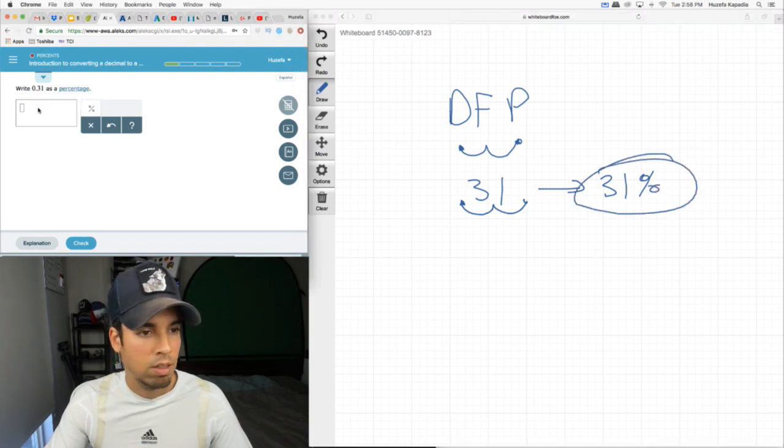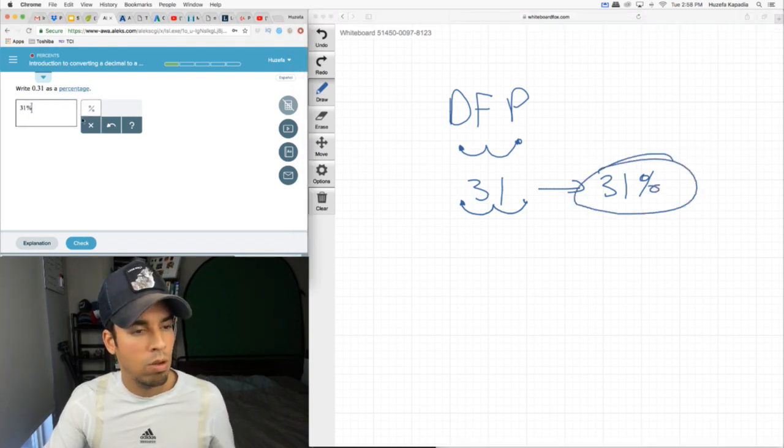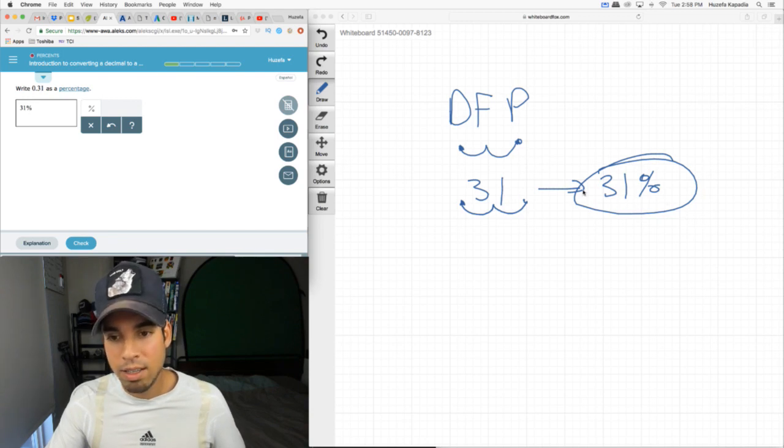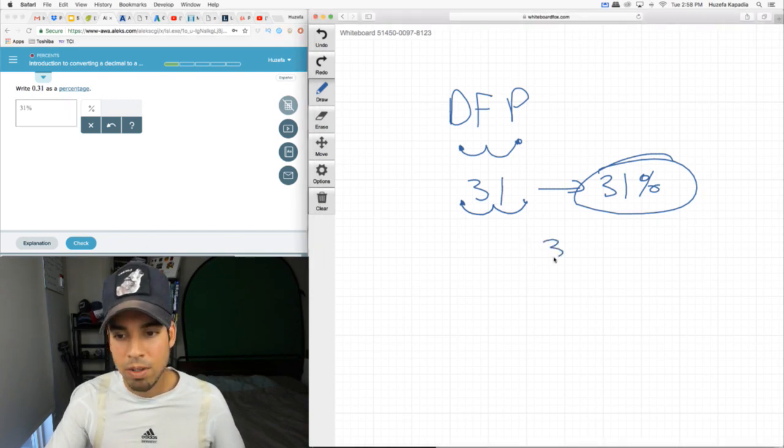31%. It makes sense because the word percent, from the French, actually means per 100. So it's like, if we have 31 out of 100, 31%, that's the same as 0.31, right? It's the same as this, which is the same as this.